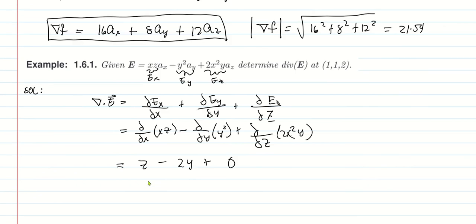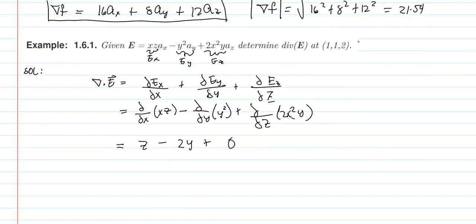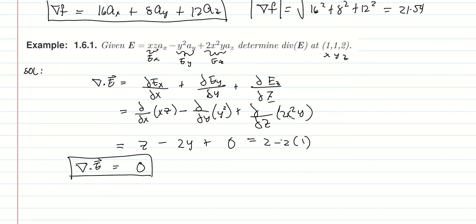Now we want to evaluate this at (1, 1, 2), meaning x equals 1, y equals 1, and z equals 2. So the divergence of vector E at (1, 1, 2) will be equal to 2 minus 2 times 1, and that will be equal to 0. So the divergence is equal to 0. This means the strength of the field entering that point is the same as the strength of the field leaving that point at (1, 1, 2).